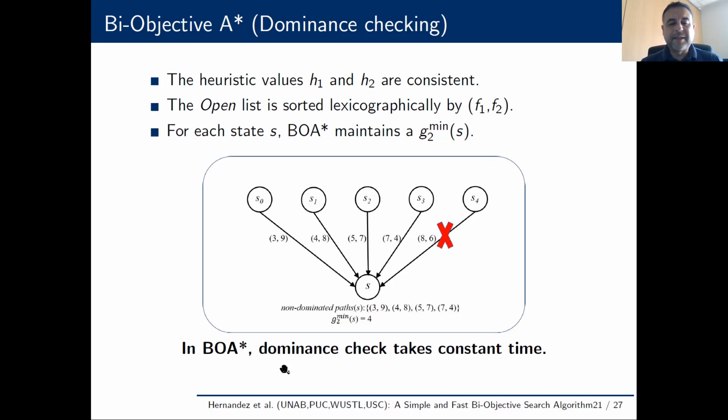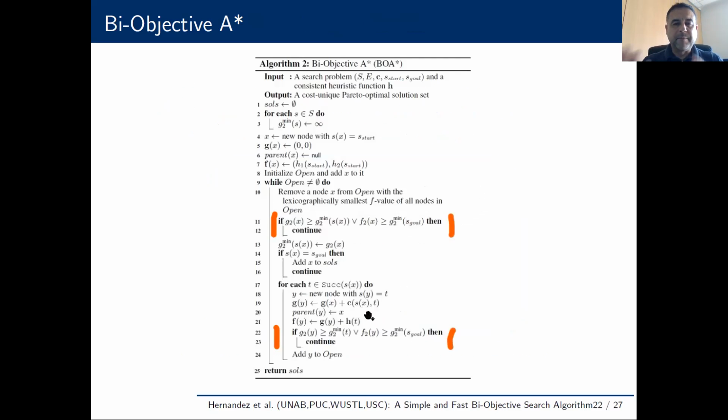This check takes constant time, because you only need to compare the G2 value of the new solution with the G2 min value of S. And this is our algorithm. This check is done here, in line 20, in line 11, and in line 22. And as you see, it is only an if condition. It is very fast. It is a constant time process.